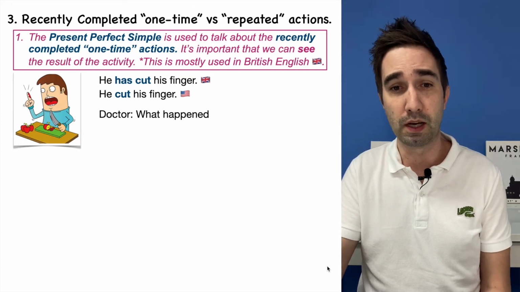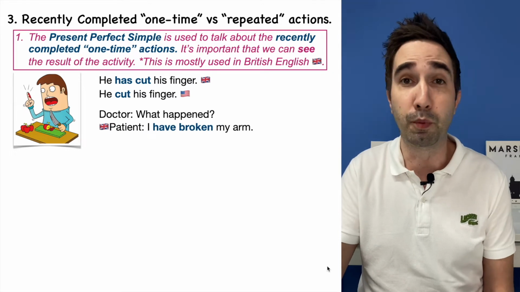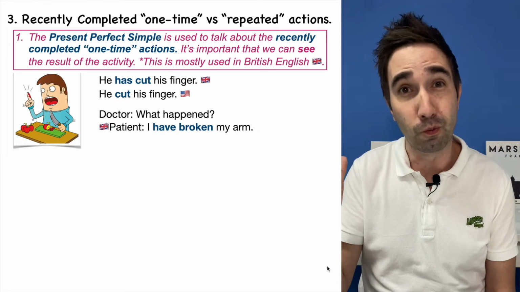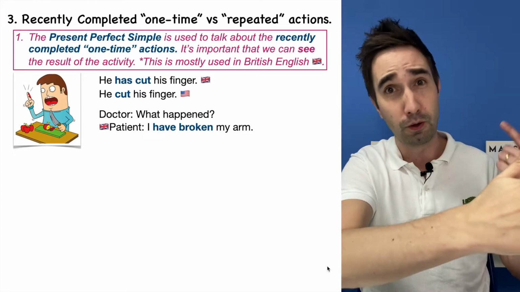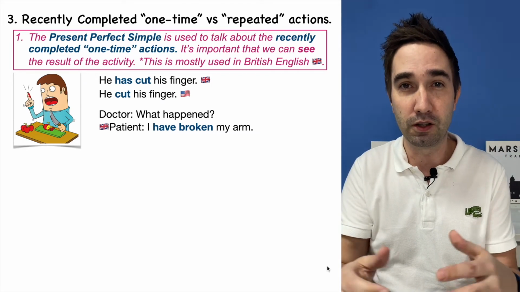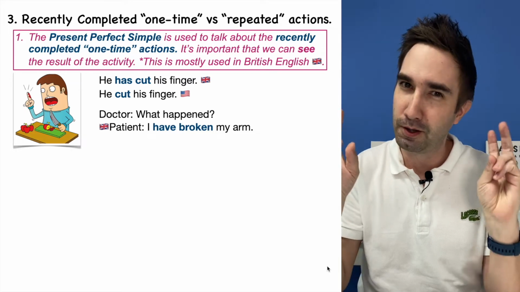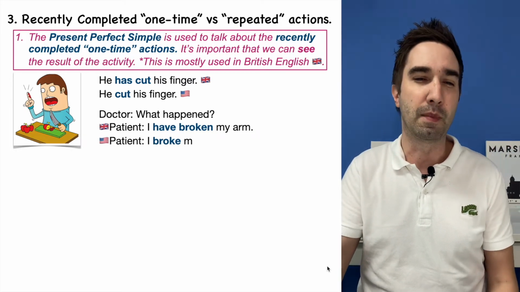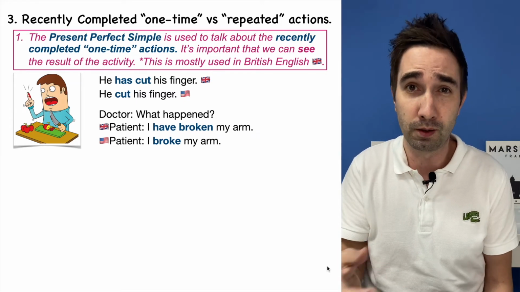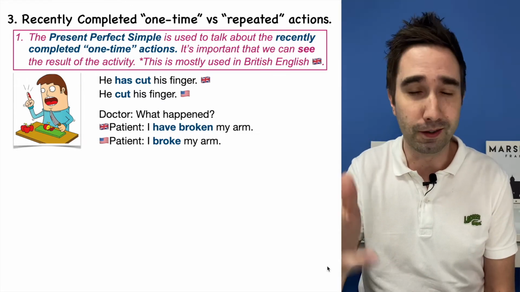All right, so here's one more example. So the doctor says, oh, what happened? I go to the hospital and I say, oh, I have broken my arm. Again, this is very British. I broke my arm 1 hour ago. I went to the hospital. My arm is still broken, so that's why we're using that in British English. We're emphasizing that the action is still, I guess, happening, or the arm is still broken. But again, in American English, we would just say, I broke my arm, because it's finished, right? The arm is broken, the action is finished. So again, choose whichever one you want, doesn't matter to me.